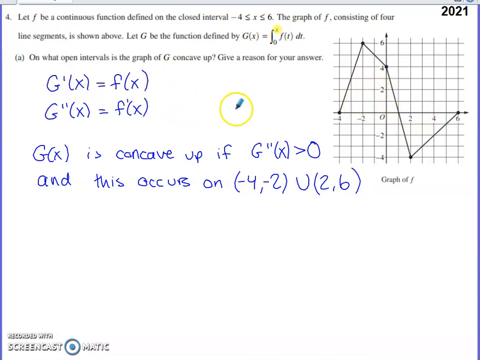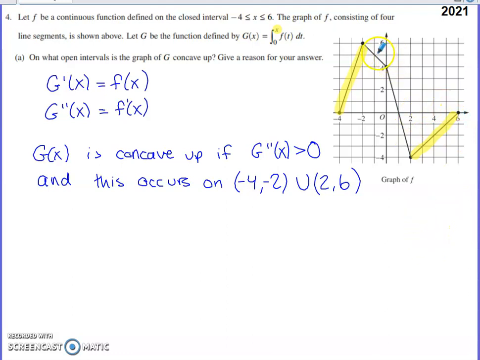So this is really a graph of g prime. And then if I take a second derivative, I'm going to end up with g double prime coinciding with f prime. So hopefully we recognize that on this graph of g prime, to determine values of the second derivative, we're going to have to look at slope. And the slope is positive on this stretch. The slope is positive on this stretch. Those are the two intervals. So the x values from -4 to -2 and from 2 to 6, where g is concave up.